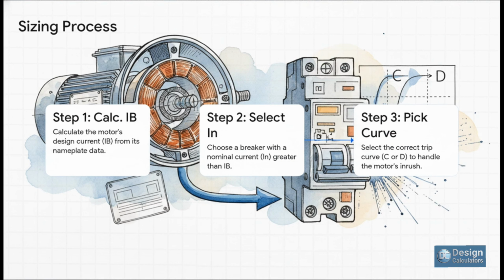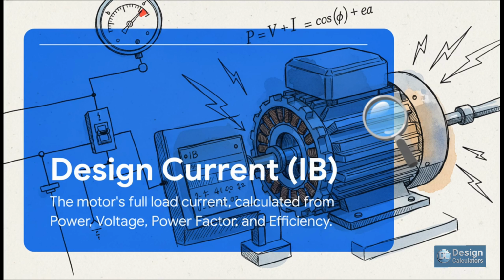This whole thing boils down to a really straightforward 3-step process. Ready? Step 1, we calculate the motor's actual running current. Step 2, we pick a breaker with a rating just a little bit higher than that number. And step 3, and I can't stress this enough, this is the most critical part for motors, we select the correct trip curve. So let's look at step 1.